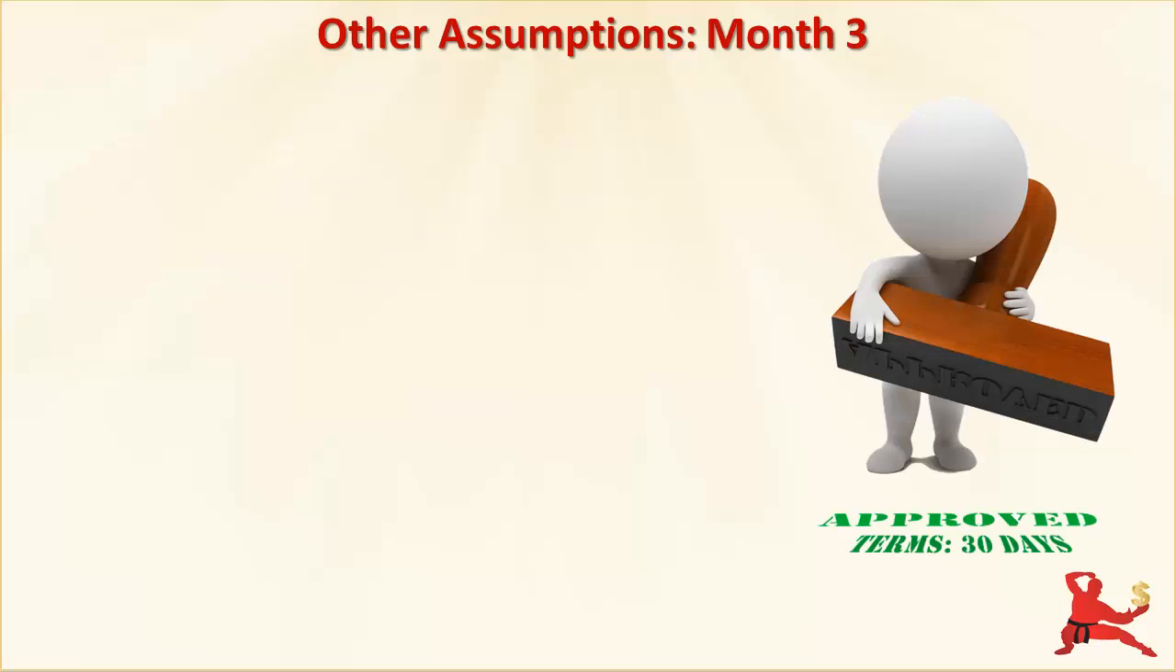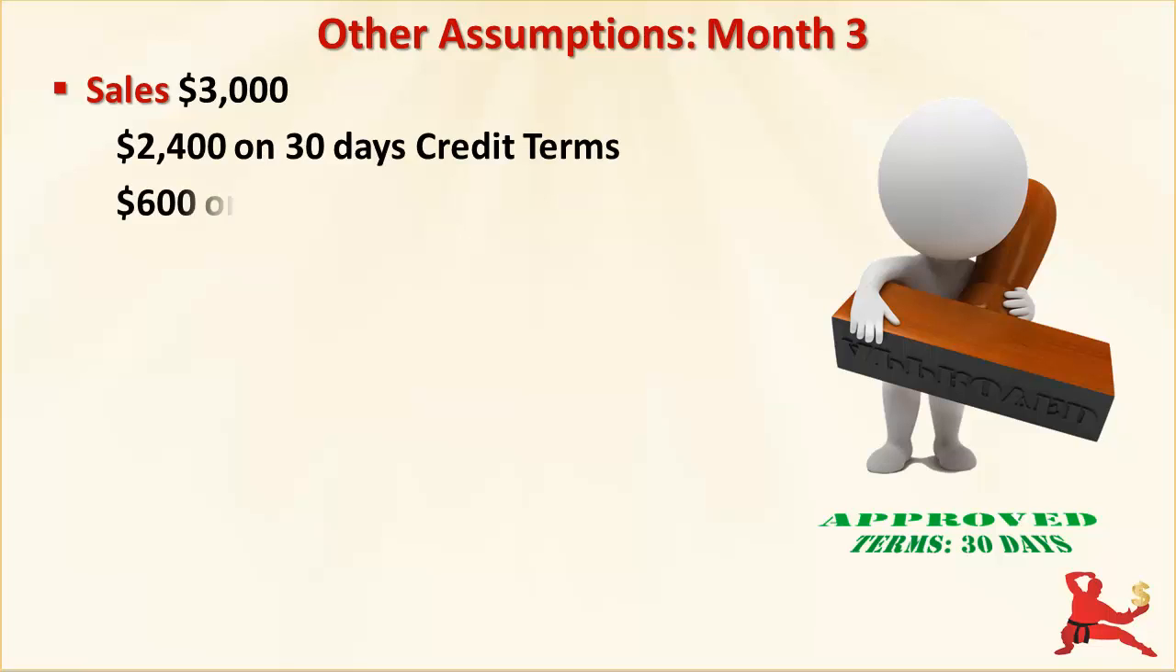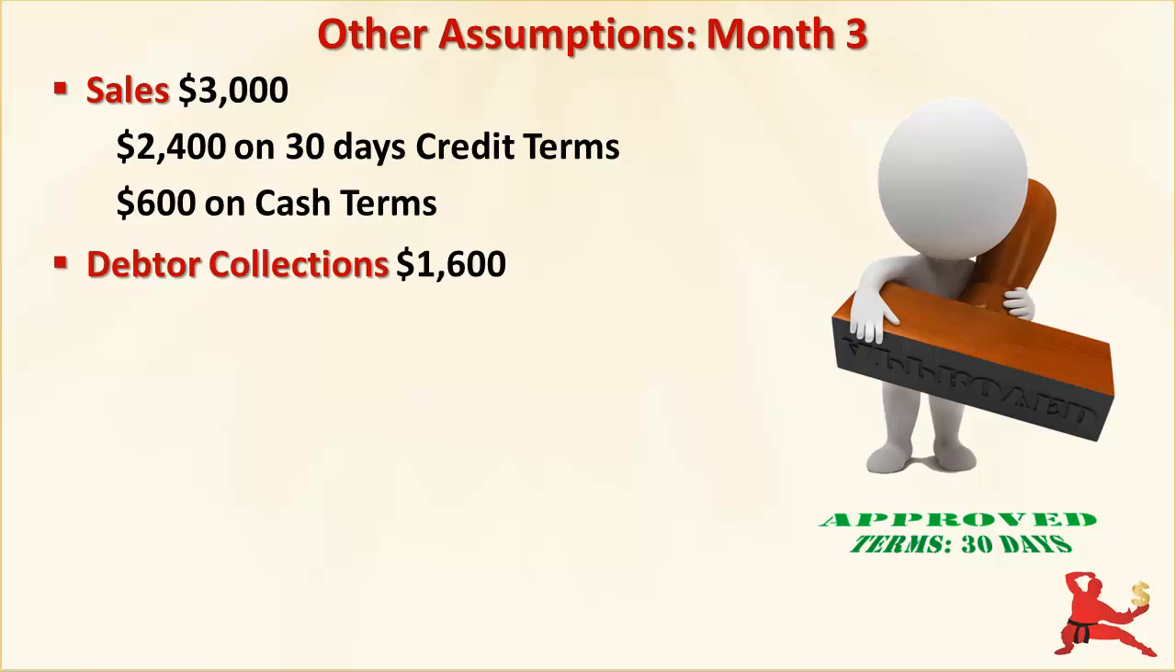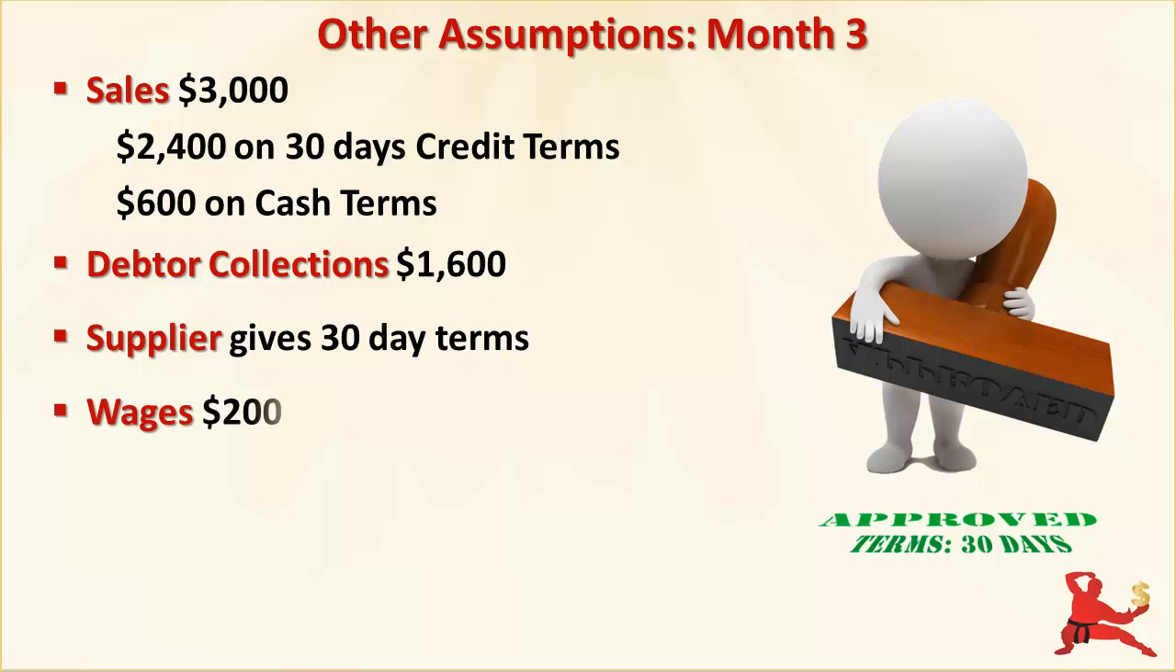Before we look at the financials, let's set the scene for other aspects of trading during month 3. Of the sales of $3,000, $2,400 was on 30-day credit terms. $600 was on cash terms. During the month, you got $1,600 cash in from your debtors. You paid your supplier on time for the amount owing from month 2, so your supplier is happy to keep extending your 30-day credit terms for the $2,000 worth of widgets that you order this month.